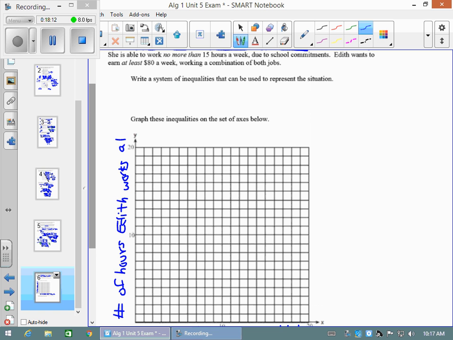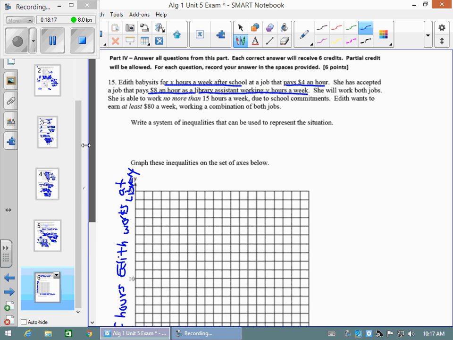She will work both jobs, and she's able to work no more than 15 hours a week due to school commitments, and she wants to earn at least $80 a week working a combination of both jobs. So now I need to write a system of inequalities to represent this situation. So if I just take a look at the first piece, she can work no more than 15 hours.